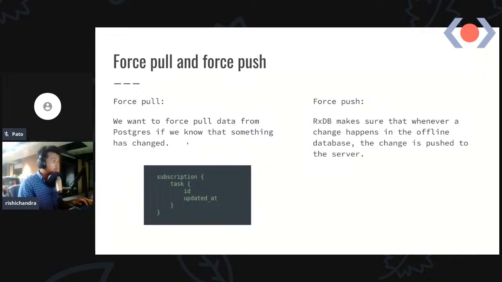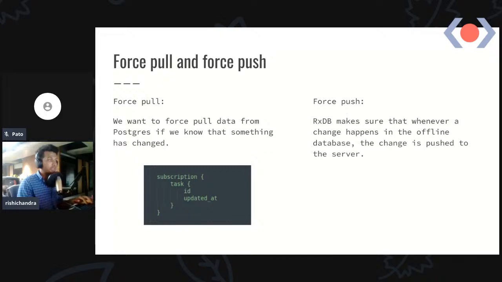So if something has changed in the remote database, we immediately want to pull those changes. Fortunately, we can do that because Hasura provides real-time capabilities on Postgres. So we can just start a subscription on the task table, with the ID and updated at columns. So whenever something changes in the task table, we'll get an event from the remote database through Hasura. And whenever we get this event, we can force pull the data from the remote database.